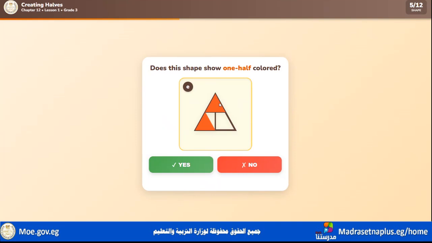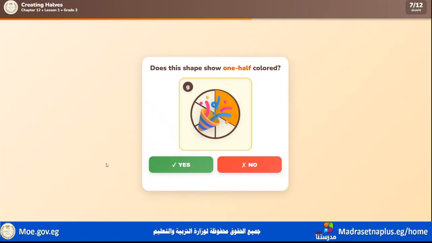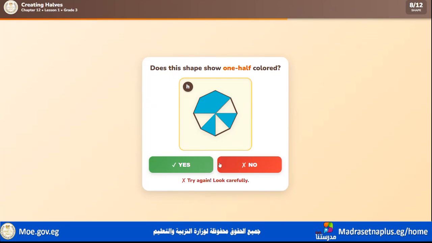Look, if the colored part equals the uncolored part, it's half. Yes or no? Just click yes. Yes. Okay. Colored equals uncolored. Yes. Colored equals uncolored. No. Colored equals uncolored. No. Yes, just try correctly.